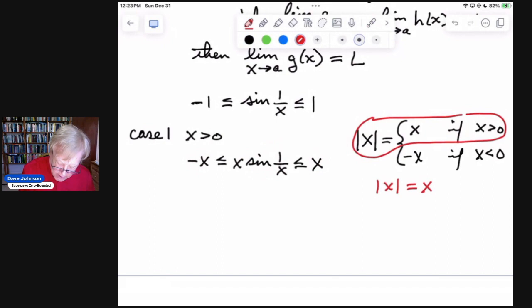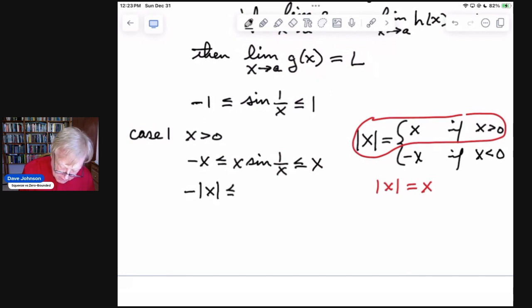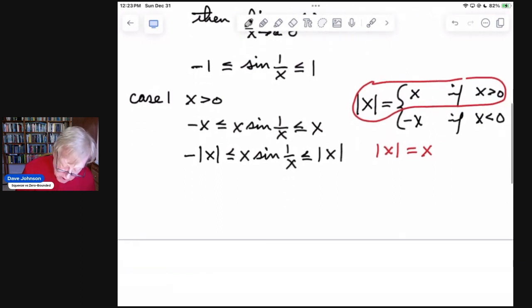So if we do that, x is the absolute value of x, so therefore, let me write this in black. Negative x would be the negative of the absolute value of x, and then that's less than or equal to x sine 1 over x. And that's also less than or equal to x, which we are saying is equal to the absolute value of x. And this is true because x is greater than 0. Okay, so far so good.